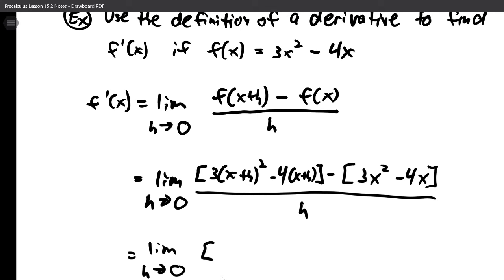Okay, so what are we dealing with here? 3 times x plus h, well, x plus h squared is going to be x squared plus 2xh plus h squared.